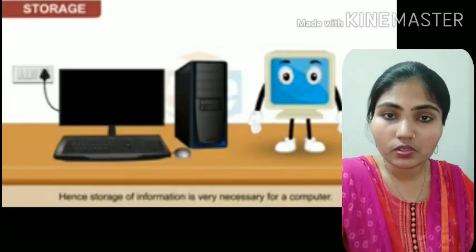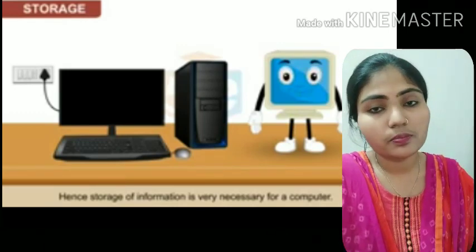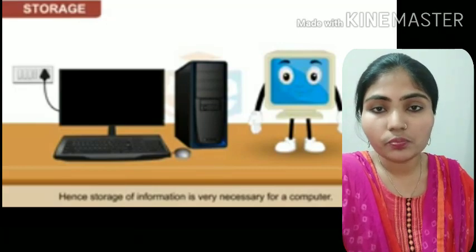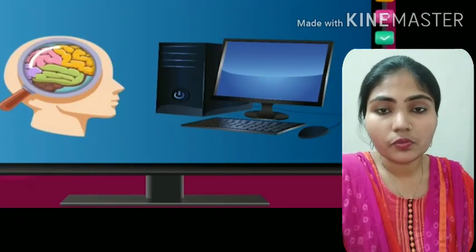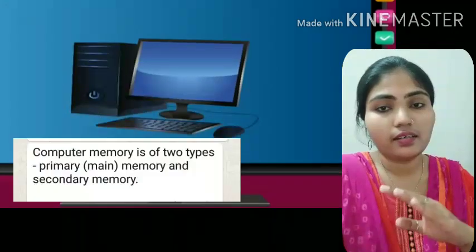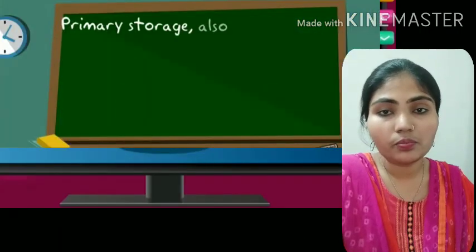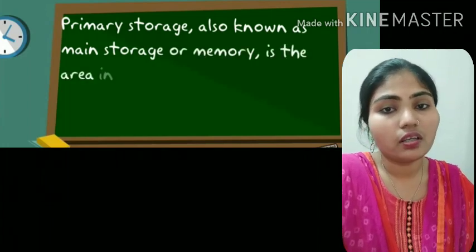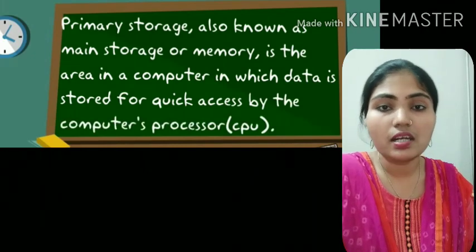A computer needs to store a lot of information so that it can perform different functions. The information is stored in the computer's memory and in special storage devices like hard disk. A computer has two types of memory: primary memory and secondary memory. Primary storage, also known as main storage or main memory, is the area in a computer in which data is stored for quick access by the CPU. This is internal memory.